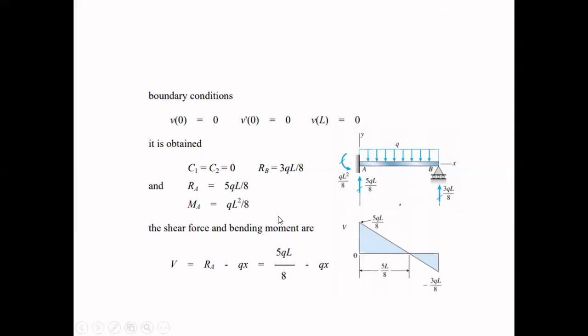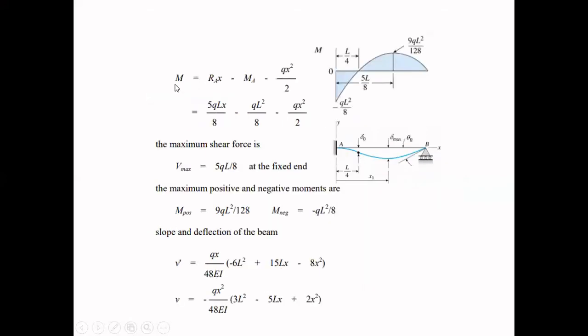Now, next we will calculate the shear force. So the shear force and bending moment about any section: this is V, the shear force at any section, which is simply RA minus qx. RA will be due to this and qx will be due to this UDL. We have already calculated RA, so we'll substitute its value, and this will become 5ql upon 8 minus qx. Now similarly, moment again will be RAx minus MA minus qx square by 2.